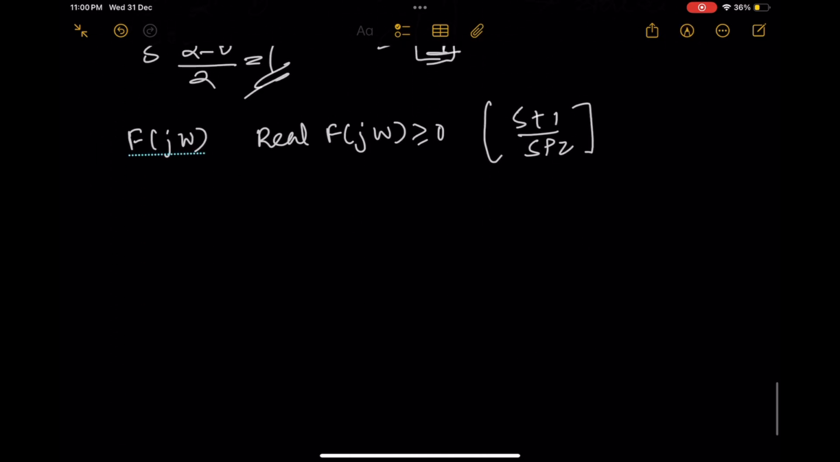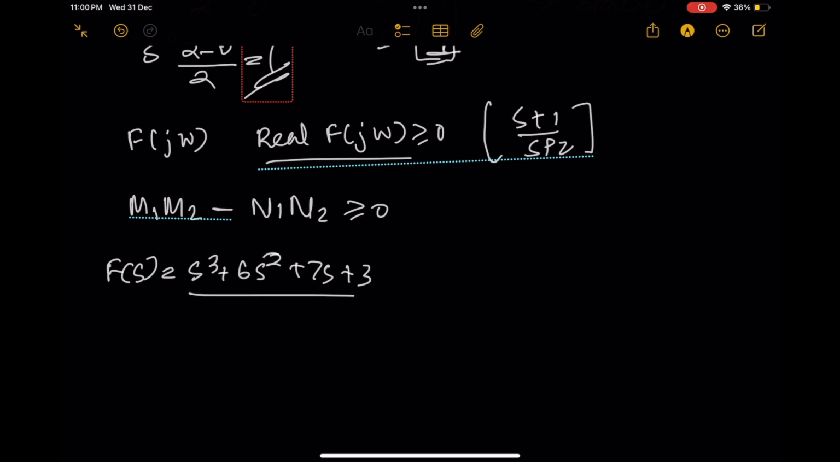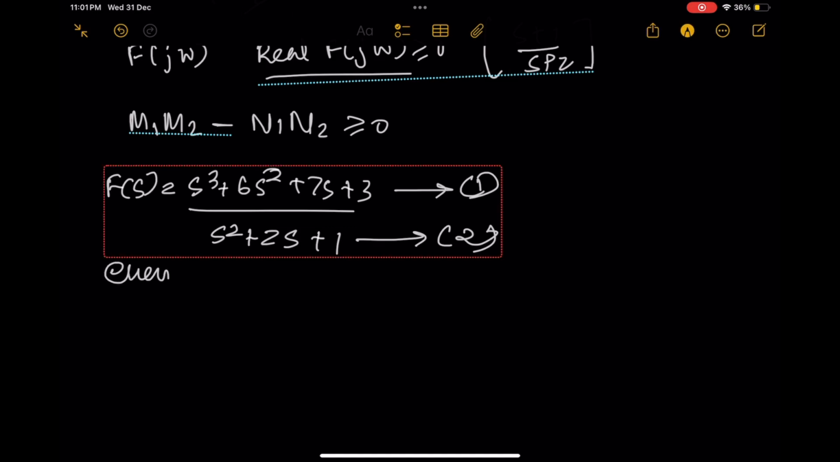Another method means we check another criteria similar to this one, which is m1 m2 minus n1 n2 greater than or equal to 0, and we'll get to what m1 and m2 are. So basically we know the function, right? F of s is equal to s cube plus 6s square plus 7s plus 3. That's our question. We take the numerator as the first terms and the denominator as the second terms. I'm going to split the numerator into even and odd parts, and the denominator into even and odd parts.